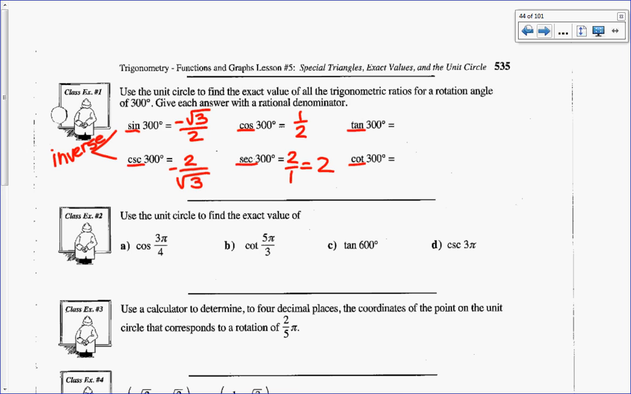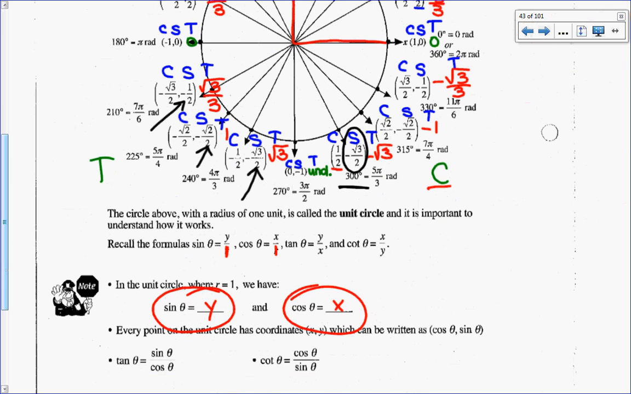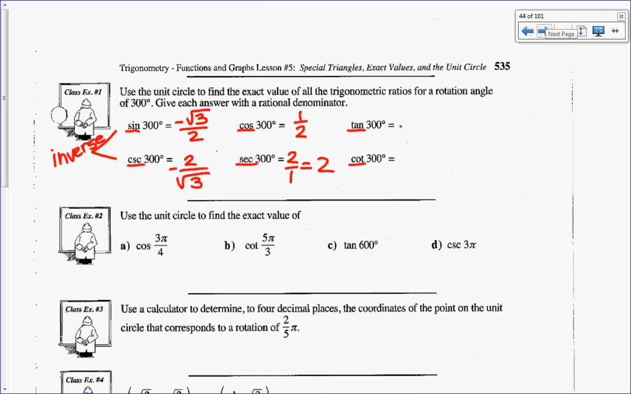Again, tangent of 300 degrees. Well, if you look on your unit circle, tangent of 300 degrees is negative root 3. So the inverse of that would be 1 over root 3. But we wouldn't leave it like that. We would multiply by root 3 over root 3. So really what we have is negative root 3 over the square root of 9, which is 3.